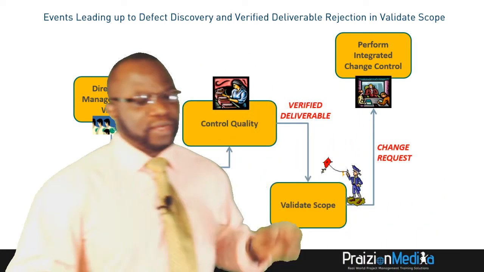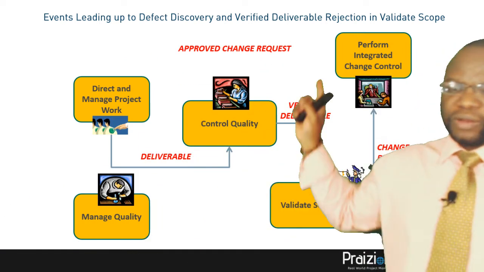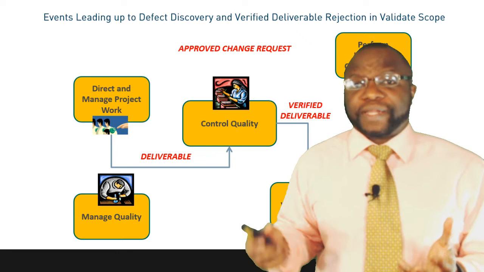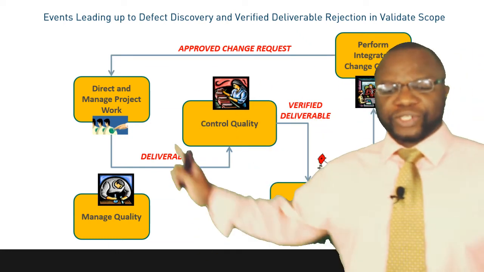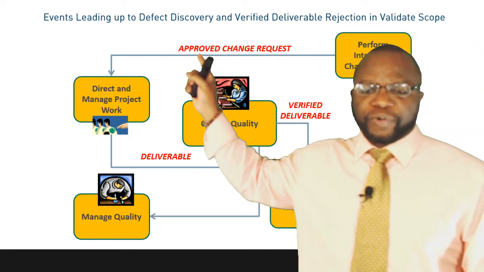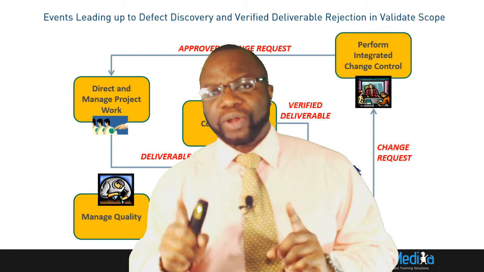Anyway, enough of that. The change control board, they'll take a look at the change request, and then you get an approved change request because they realize, oh, the customer is right. There is something wrong. Let's rework it. So again, you get approved change requests, go into direct and manage project work, and you also have the approved change requests going into control quality. But there is an important loop I want to call the attention to.